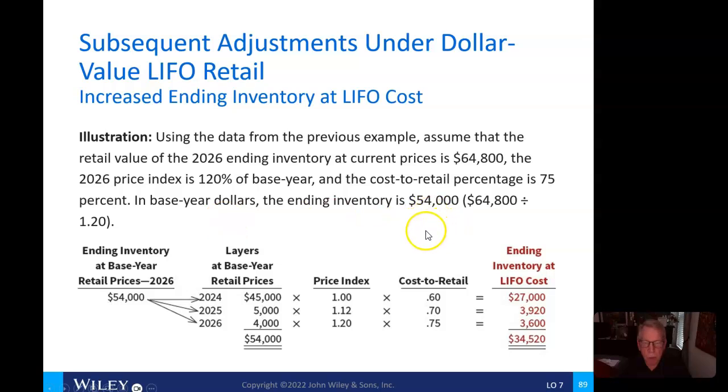We take the $64,800 here and divide that through by 1.2. That's 120%, right? And so now we walk these price indexes through here for the inventory remaining from 2024, 2025, and 2026, and multiply that through times the cost to retail percentage. We get our ending inventory at LIFO cost here at 34,520.